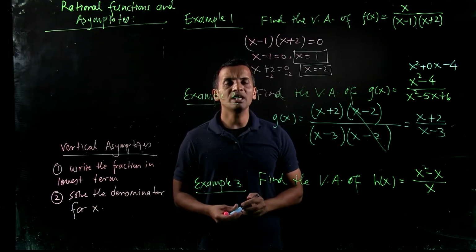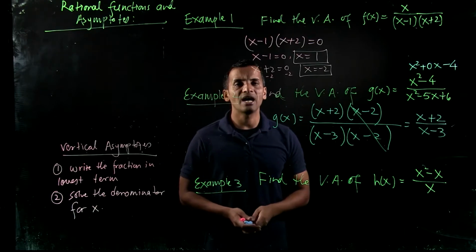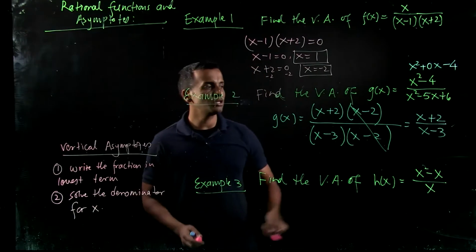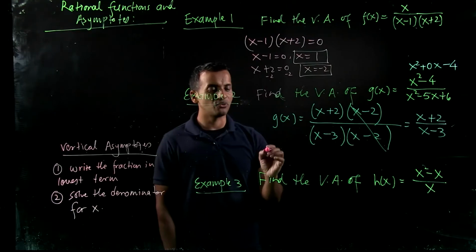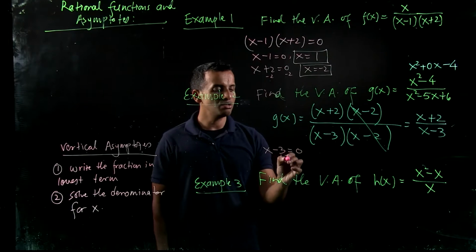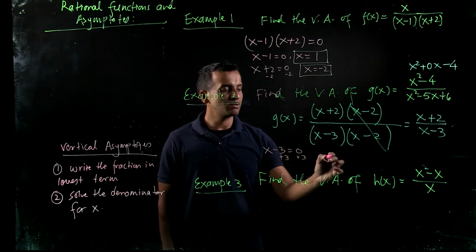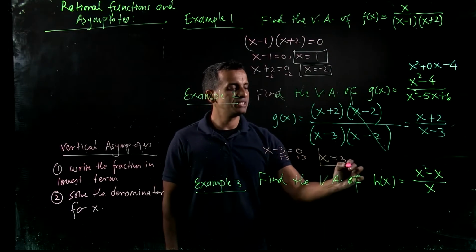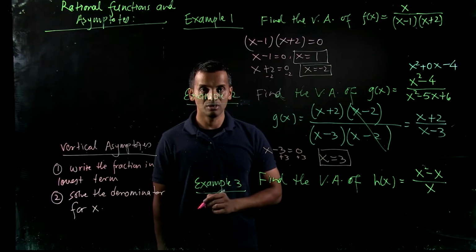Okay, once you get the lowest term, to find the vertical asymptote you solve the denominator for x. You do x minus 3 equals 0. Add 3, you get x equals 3 is the vertical asymptote.